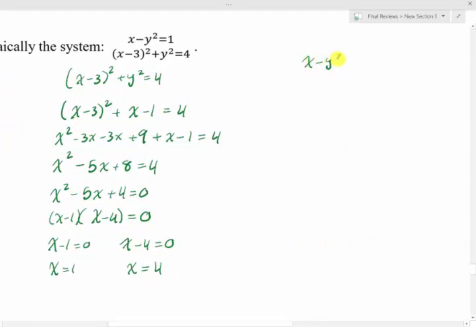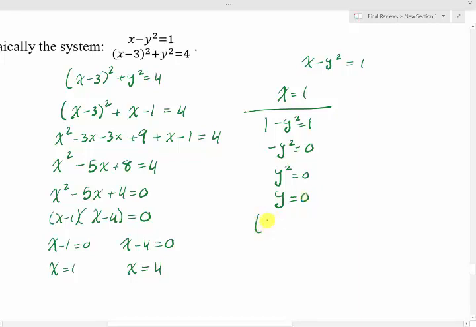x minus y squared equals 1. So for x equals 1, we get 1 minus y squared equals 1. If I subtract 1 from both sides, negative y squared equals 0. Multiply both sides by -1, y squared equals 0. Take the square root of both sides, y equals 0. So at the point (1, 0), my two curves will cross.